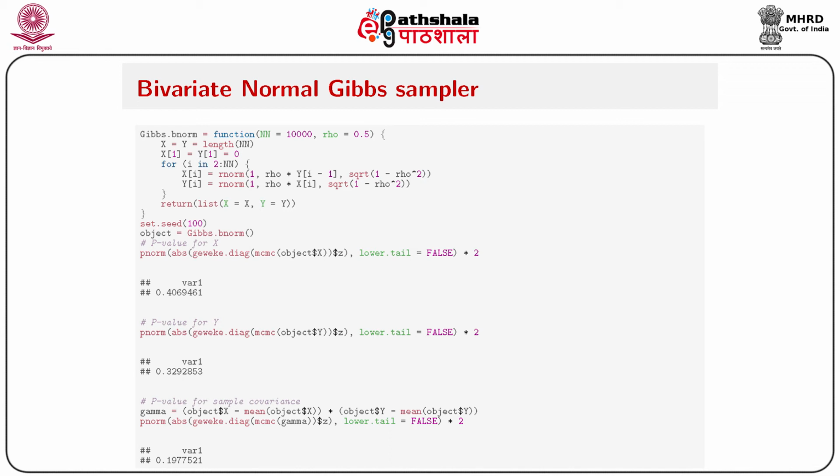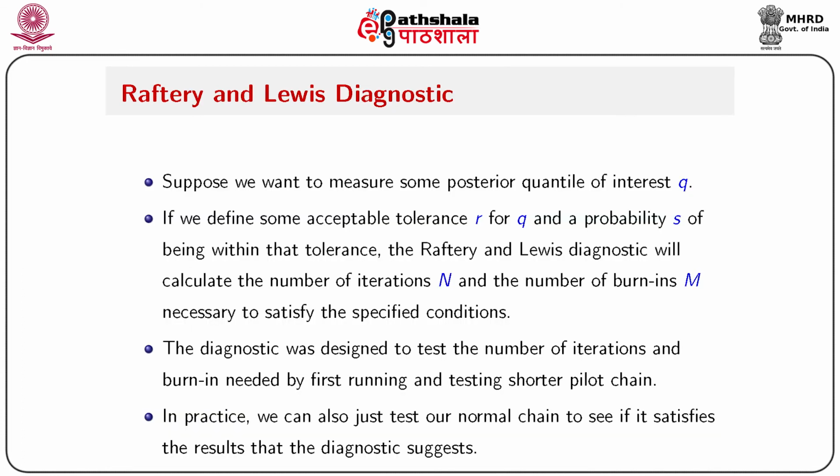This is the p-value for y. Then the p-value for the sample covariance you can calculate from gamma by this formula. For the bivariate case, for the third component that we had, gamma_i that we defined earlier, that p-value is 0.19.